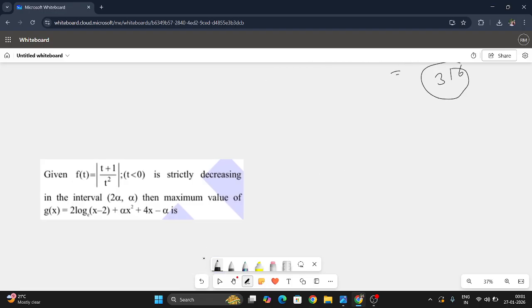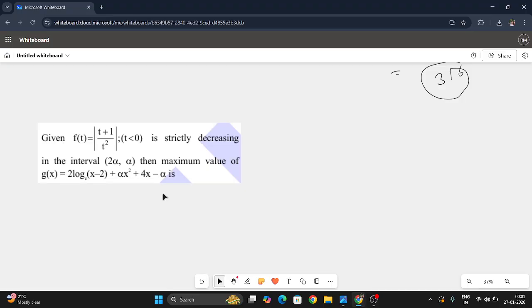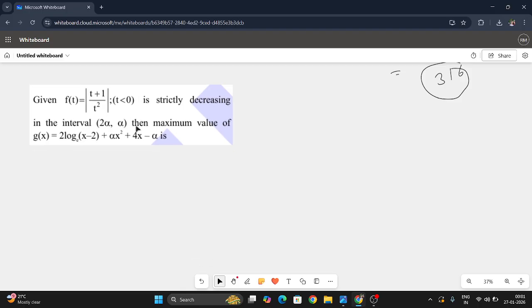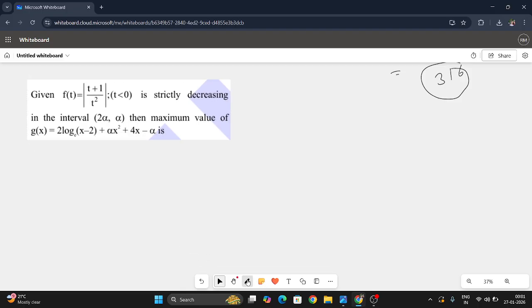Let's take another very good question. This is a question of calculus, and I know that your calculus is very strong, as students have good command over calculus, because calculus is a very important part. So we cannot ignore calculus. If we are ignoring calculus, calculus can ignore us. So let's solve this question.